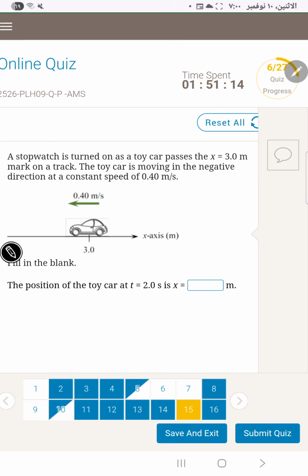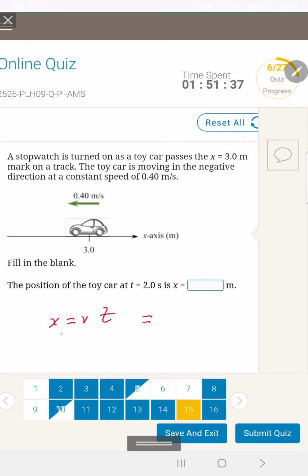The toy car is moving in the negative direction. It's moving to the left at constant speed 0.4. The position of the toy car at 2 seconds is what? Okay, after moving 2 seconds, it's constant speed, so x equals vt. This is the formula for constant speed.